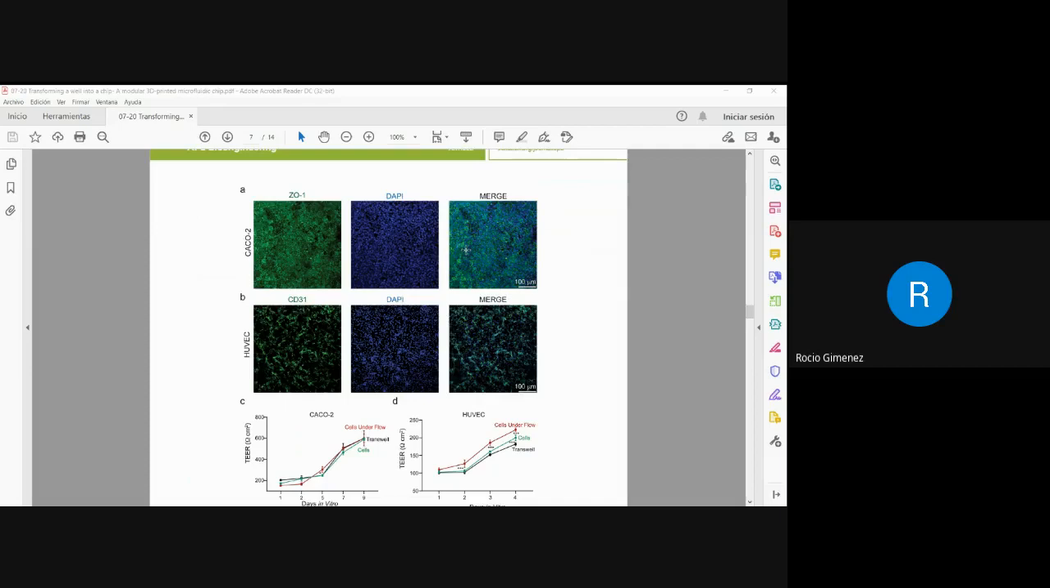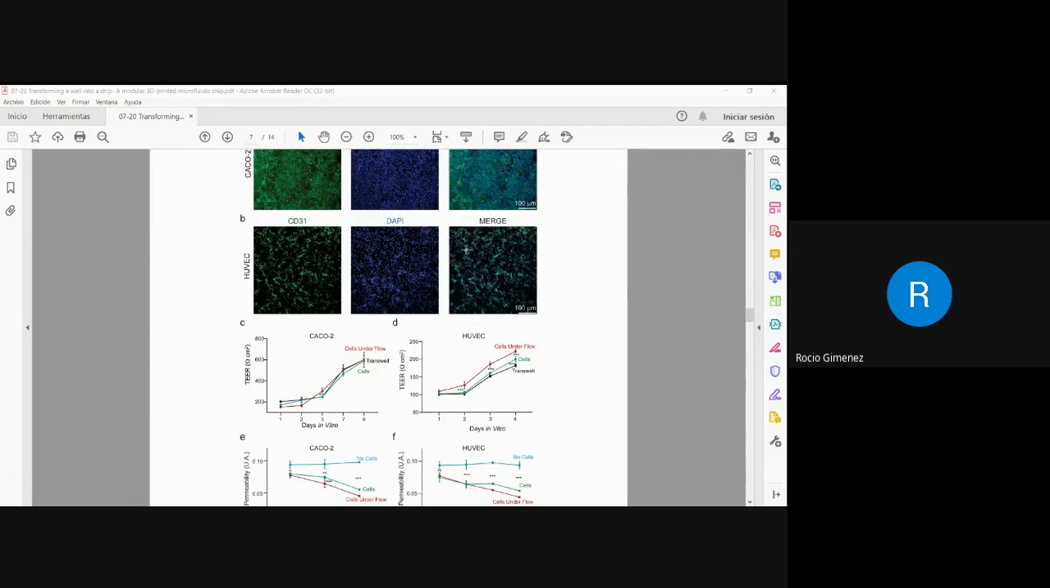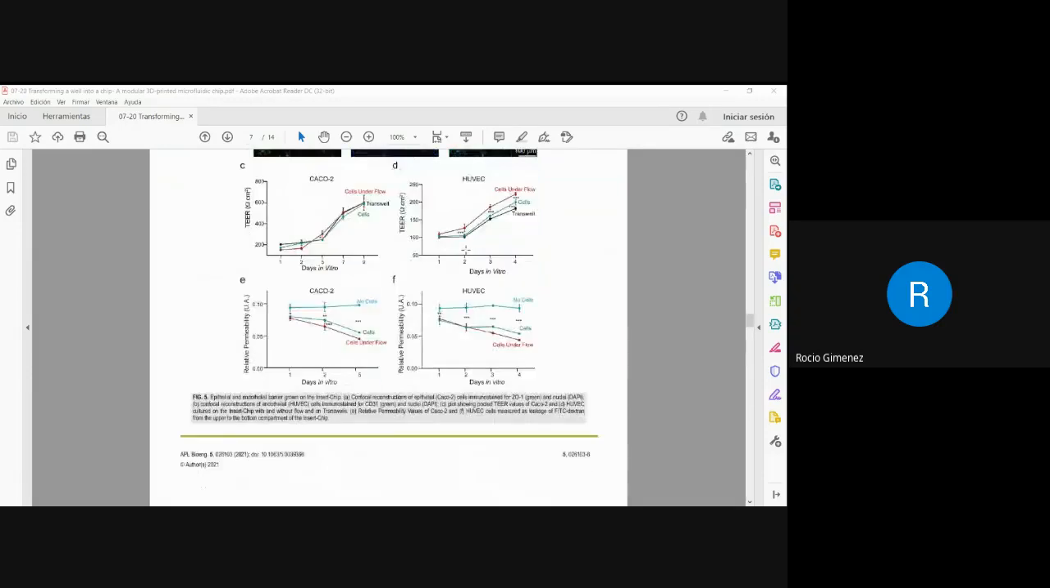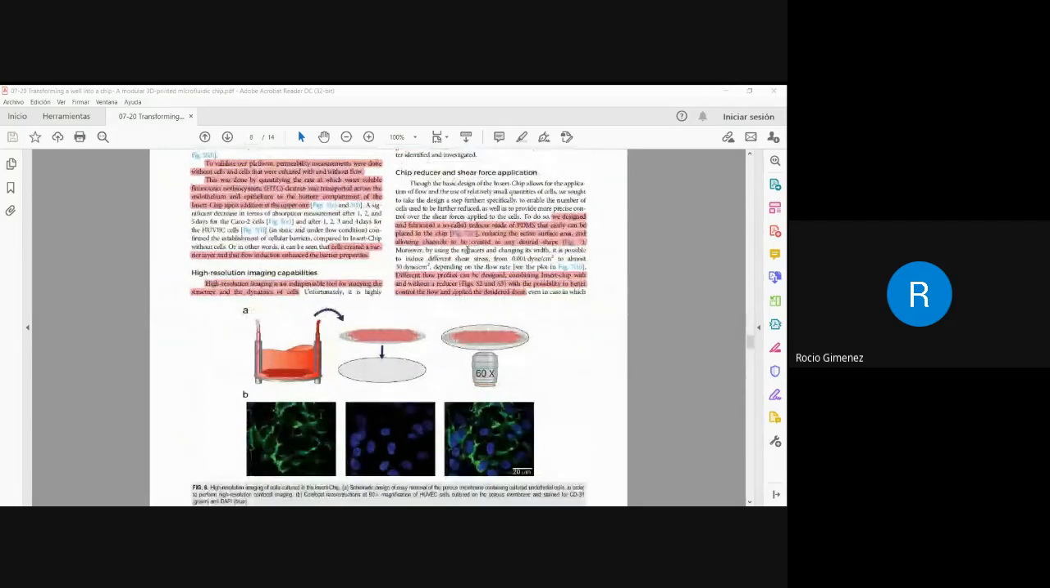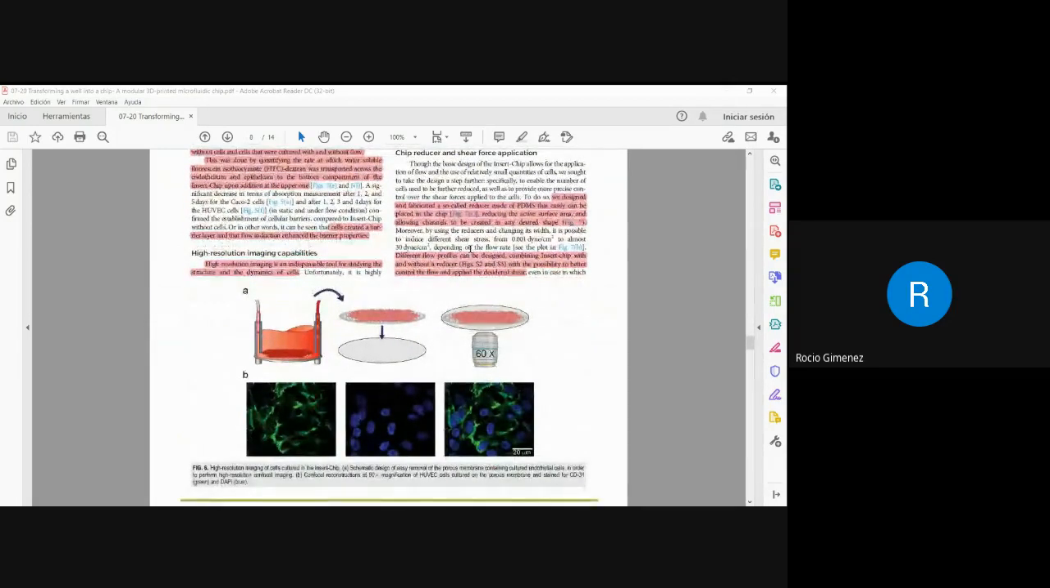To validate the platform, variability measurements were done without the cells and with the cells that were cultured with and without flow, and it can be seen that the cells created a barrier layer and that flow induction enhanced the barrier properties. As I said before, they designed this insert chip in a way that the membrane can be easily removed from the chip after the culture period, due to the presence of the PDMS ring, by simply using tweezers. Once the membrane is removed, it can be placed on a glass cover slip, and any kind of immunochemistry can be performed.